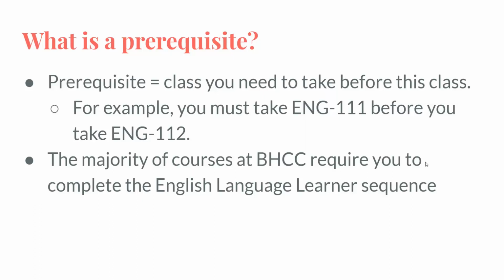A prerequisite is a class you need to take before the class you are looking at. So for example, you must take English 111 before you take English 112. The same thing for ELL. You must take ELL level 2 or test out of it before you can take ELL level 3.